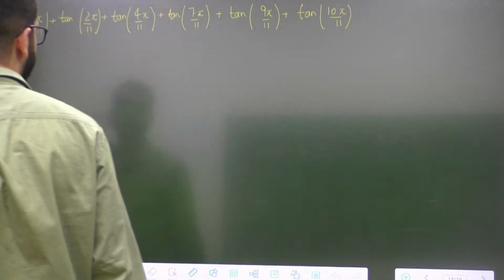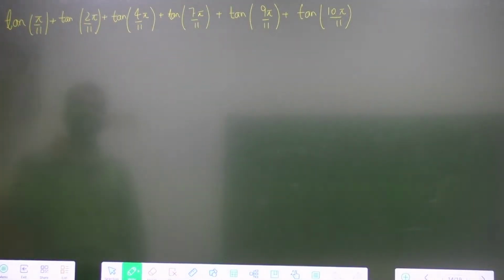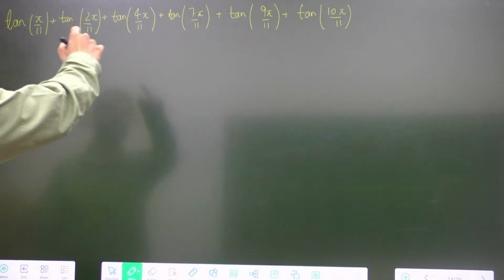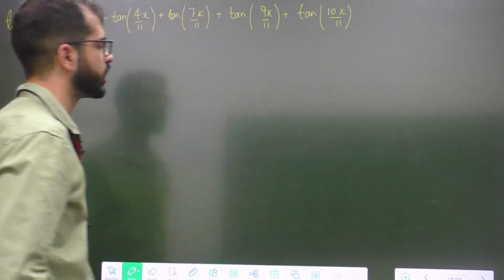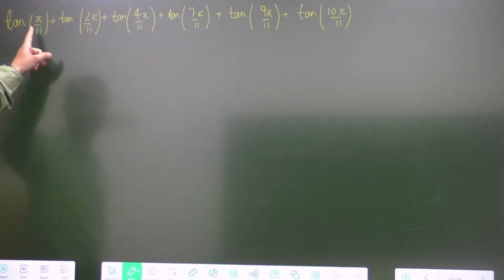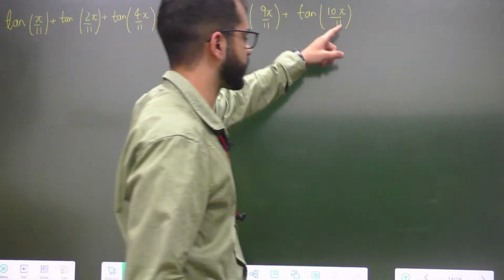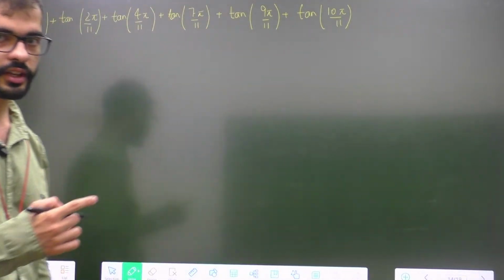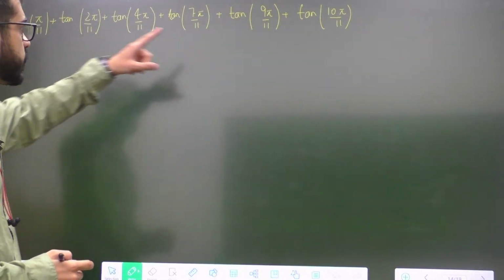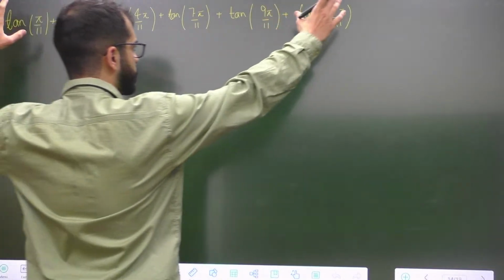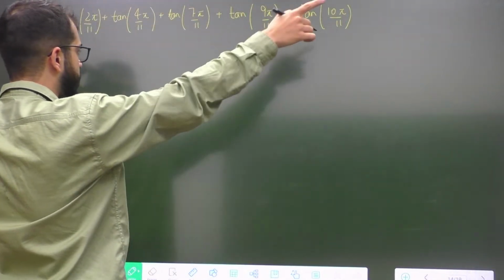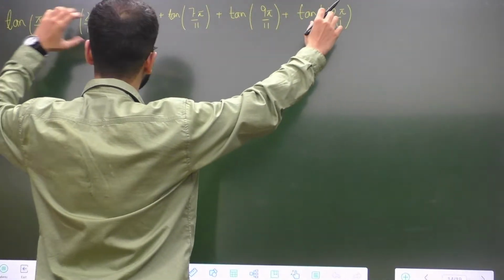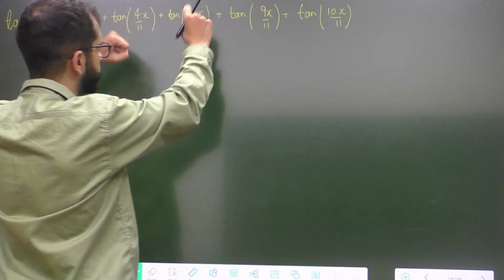Now if I have to find the value of this expression, that is tan pi by 11, 2 pi by 11, 4 pi by 11, 7 pi by 11, 9 pi by 11 and 10 pi by 11. Let's see how many terms are there. 1, 2, 3, 4, 5 and 6. Because I have 6 terms, it gives me a hint that every term from the extreme ends is going to make a pair with the term from the other end. First term and the last term, second term and the second last term, third term and the third last term.